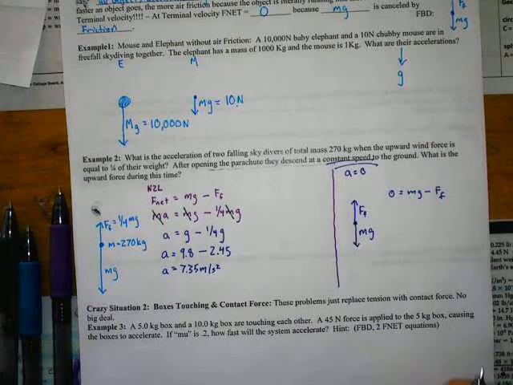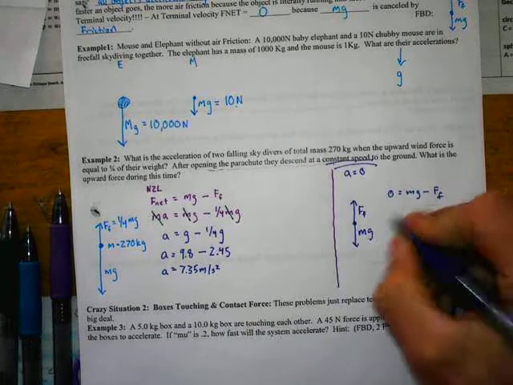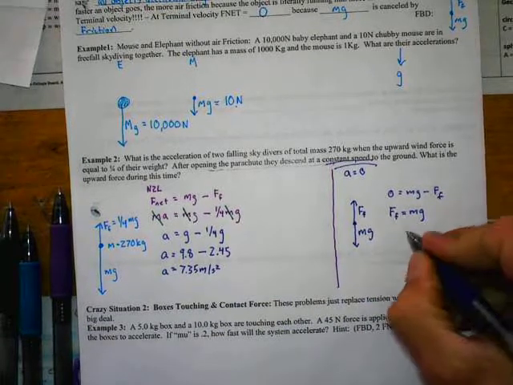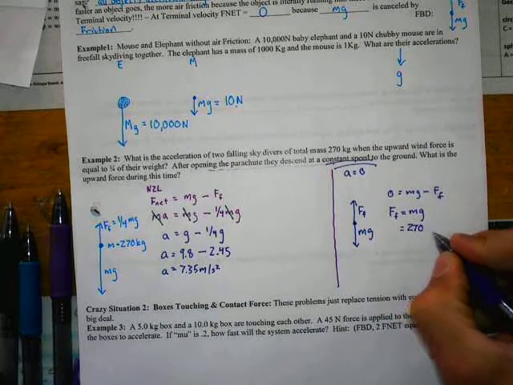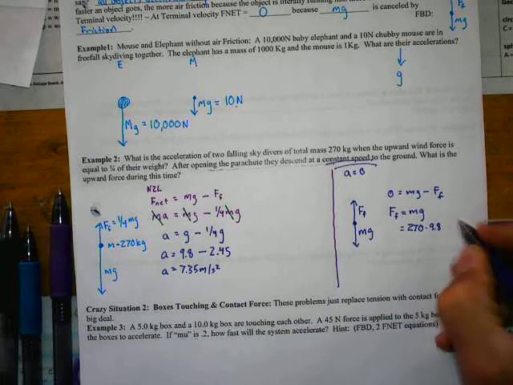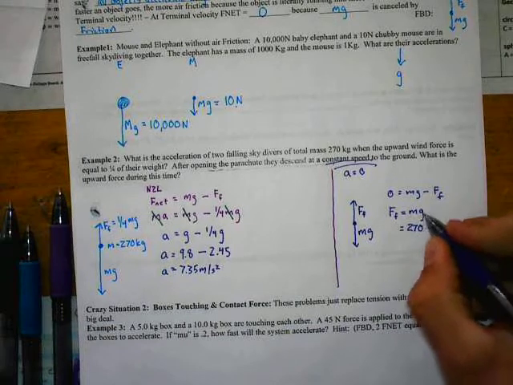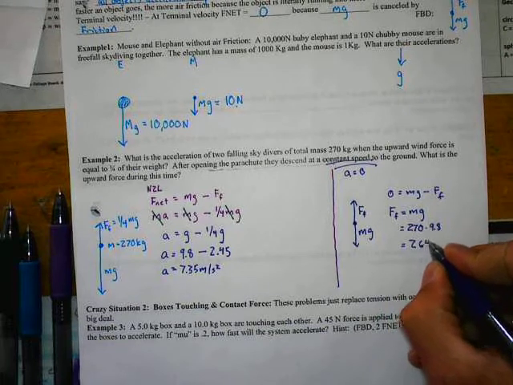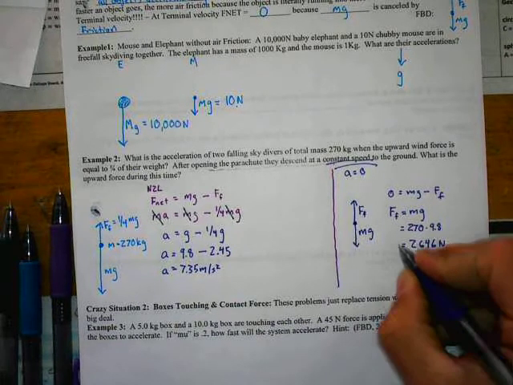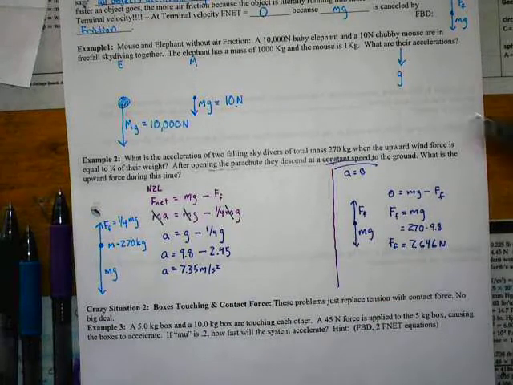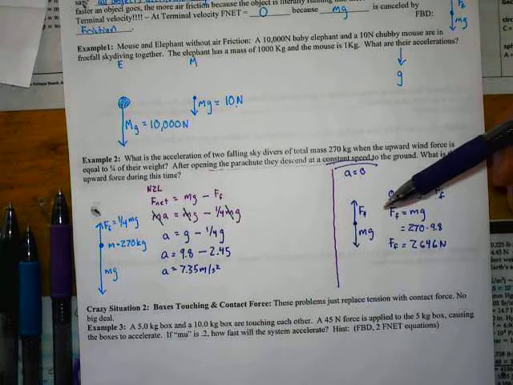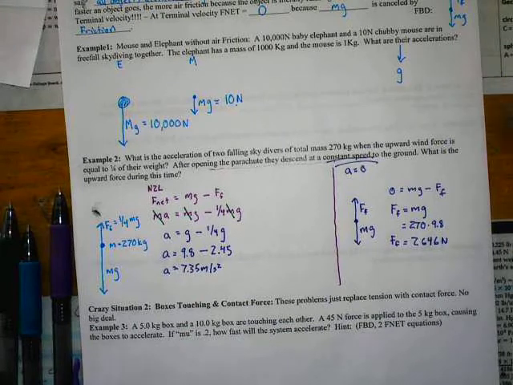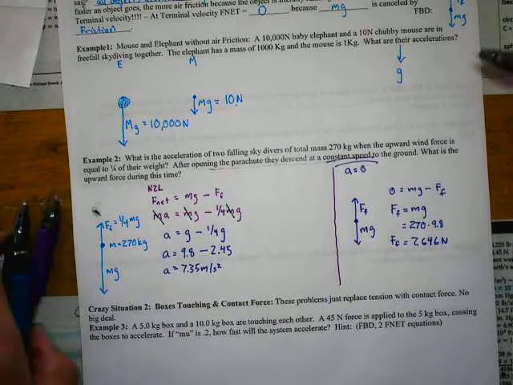So we can say zero equals Mg minus force of friction, or we can say force of friction is equal to their weight, which is 270 times 9.8. Now they are not accelerating at 9.8, but the g is calculating their weight. So I get 2646 newtons is the force of friction. So the air is pushing up on the person with the same force as the interaction between the earth and the person, their weight.